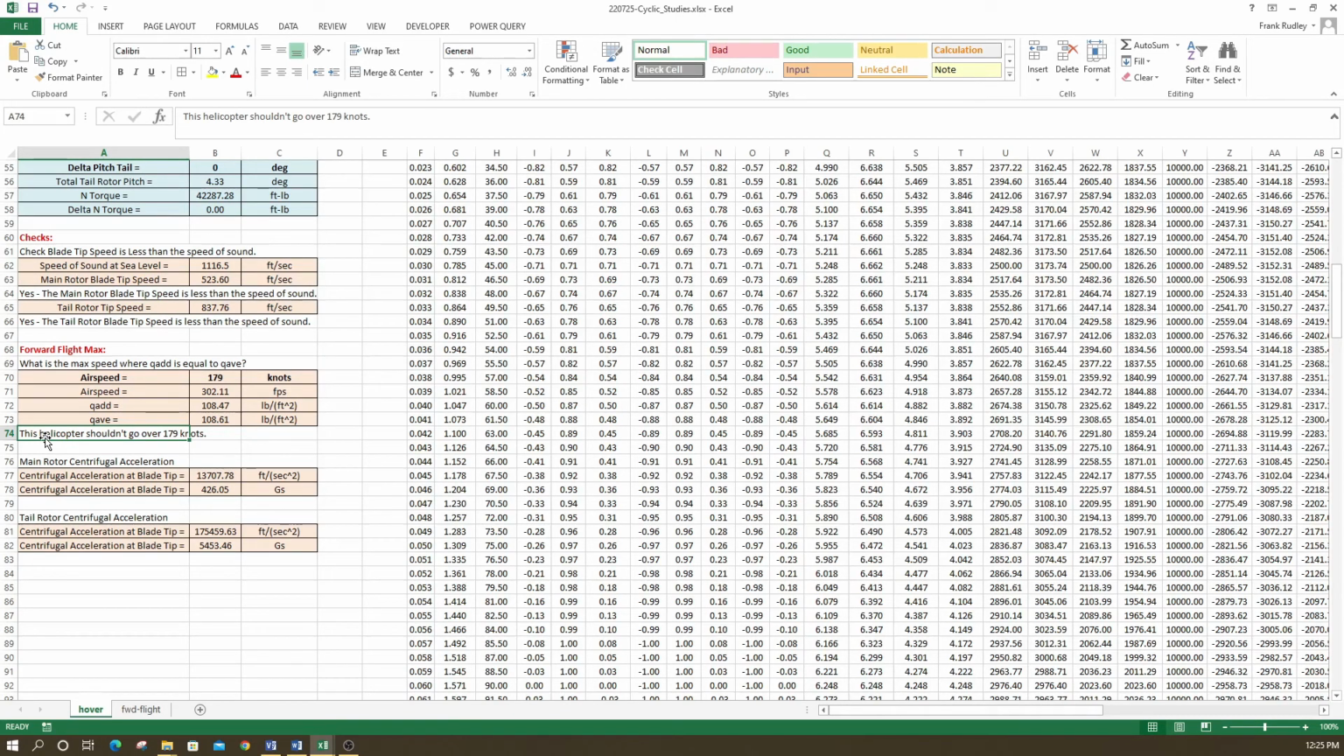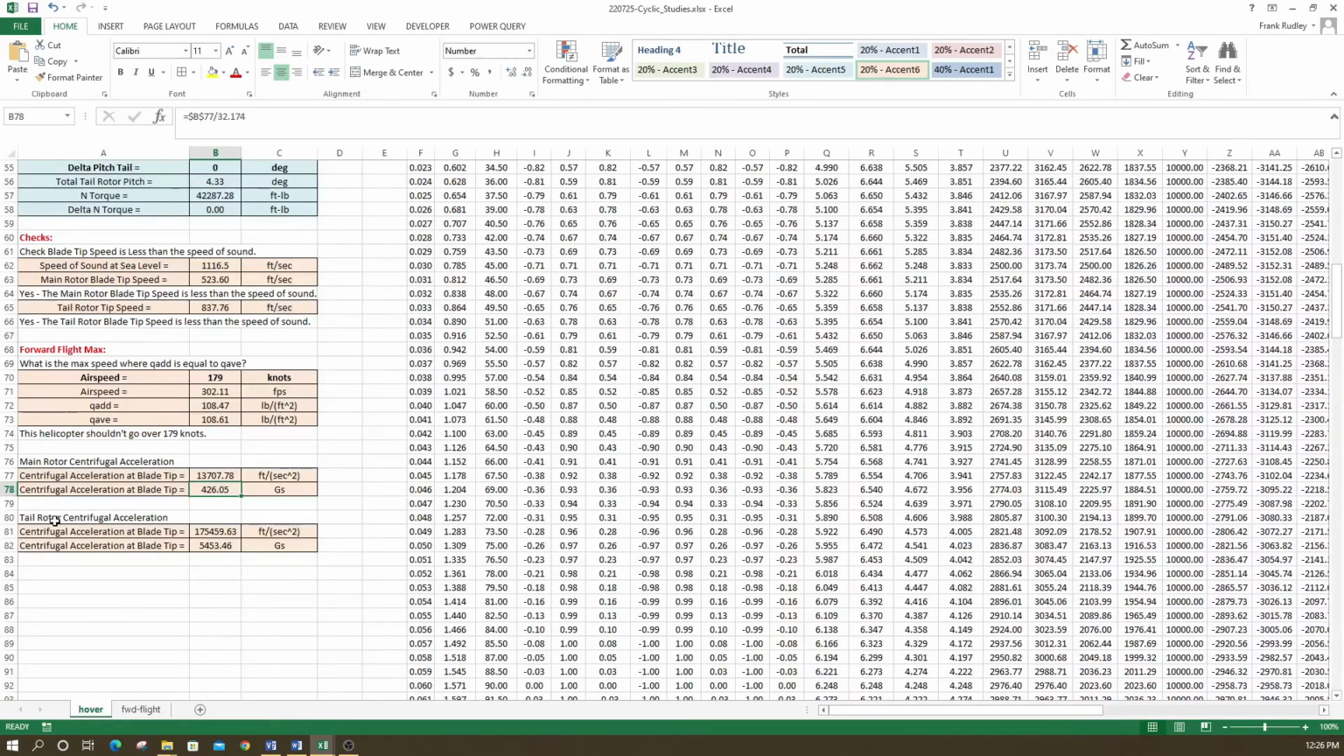Okay, so the next thing to check is the centrifugal acceleration. What's the G-force at our blade tips? Because we want to make sure the materials can withstand that. So for our main rotor, the G-forces are very high from the centrifugal force. It winds up being 426 Gs, which is a typical G-force for a main rotor. So you have to make sure your structures can handle such a high G-force.